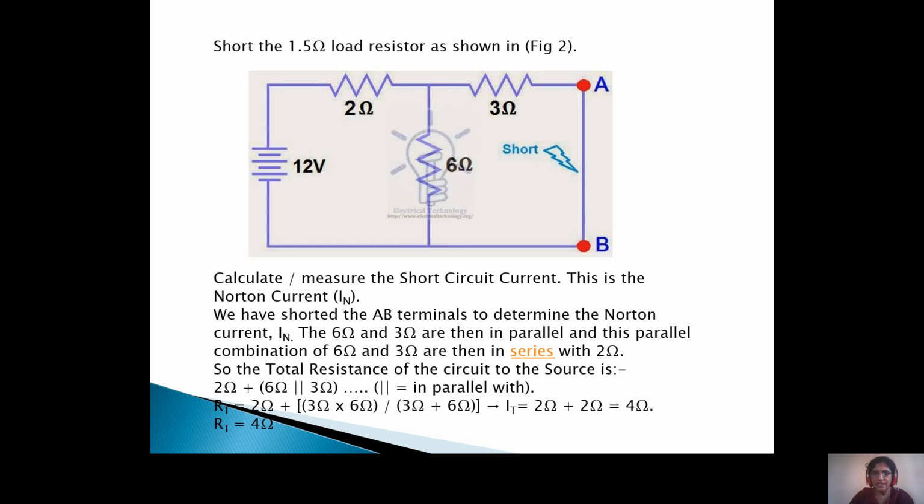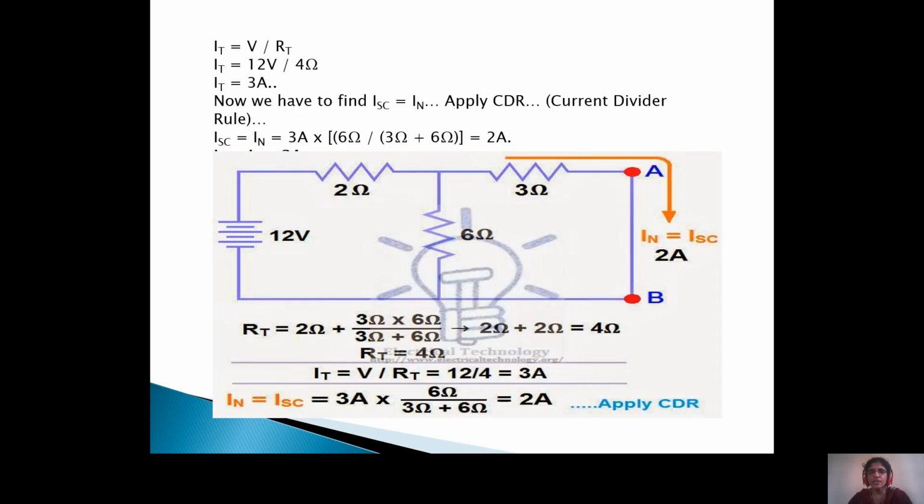So 2 plus 3 into 6, 18 by 3 plus 6, 9. So 18 by 9, that is 2. So that is equal to 4 ohms. So RT is equal to 4 ohms. So that is the resistance, but you have to find out the current. So the total current is equal to V by RT. So 12 volts by 4 ohms, that is equal to 3 amps.